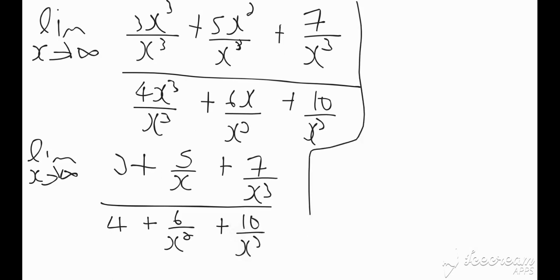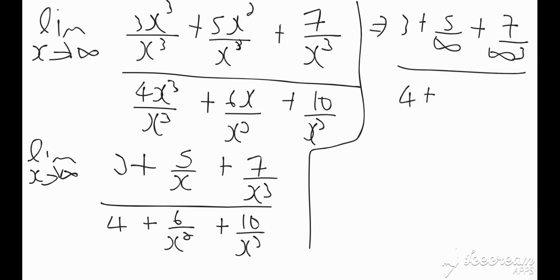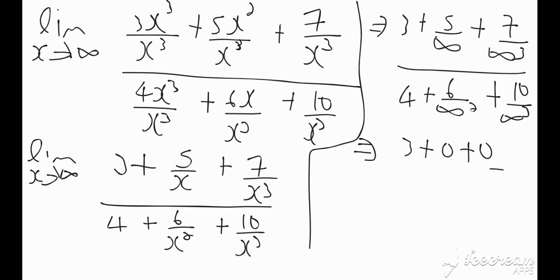Now we can try to substitute the infinity in there. So this is going to give me 3 plus 5 over infinity plus 7 over infinity cube all over 4 plus 6 over infinity squared plus 10 over infinity cube. Now, of course, once we divide a constant by infinity, it is naturally going to tend towards 0. So we're going to have 3 plus 0 plus 0 all over 4 plus 0 plus 0, which is really 3 over 4. Now, what deduction can we make from this?